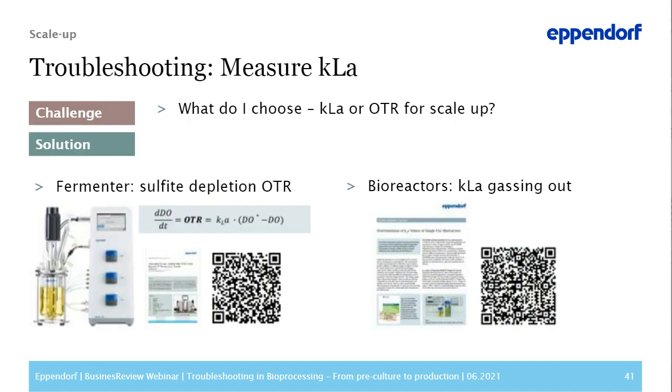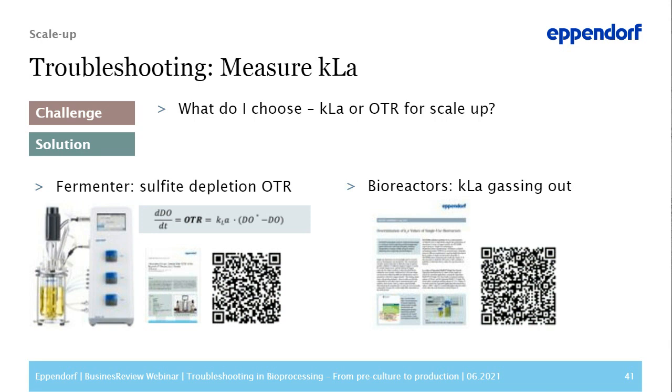So then our last topic for today is, what do I choose for scale-up, KLA or OTR, and how do I measure each of these? So in case of a typical cell culture operation, KLA is often used for scale-up purposes. So KLA is the volumetric mass transfer coefficient, which measures the capacity of the bioreactor to transfer oxygen into the cultures at any given set of operating conditions.